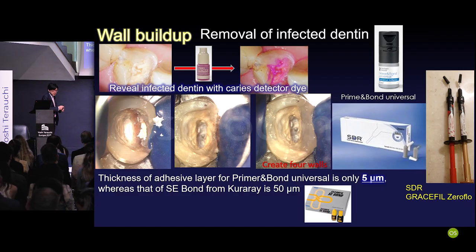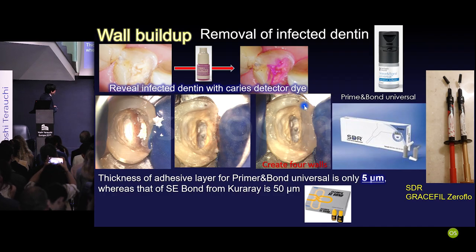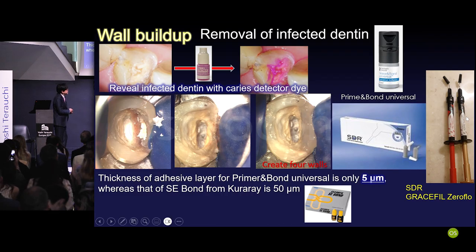So this is what I do. Whenever I see caries, I use caries detector dye to remove infected dentin. So I remove infected dentin, and I build up the missing wall with composite. I use the Prime&Bond Universal. I use SDR. On top of SDR, I use normal composite.